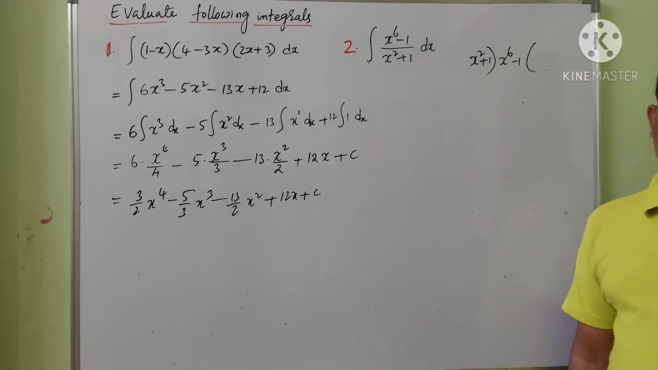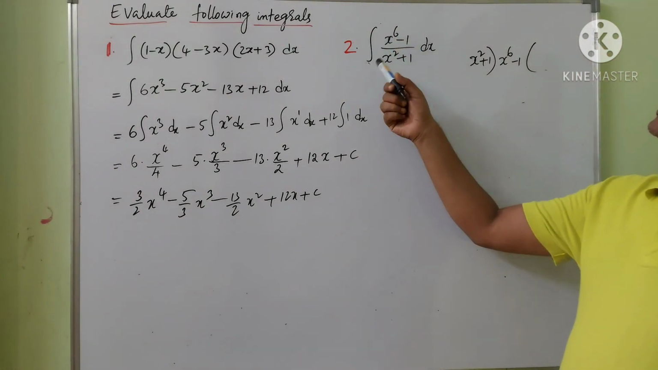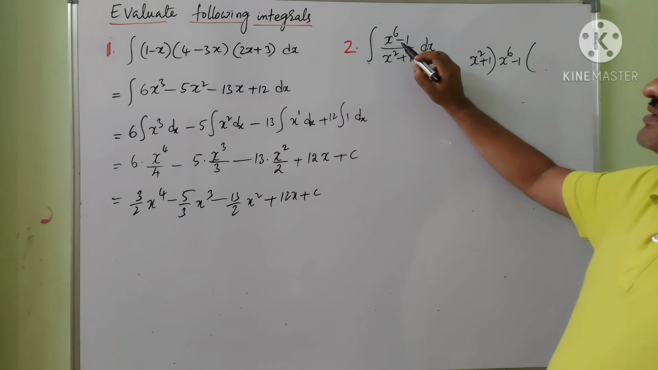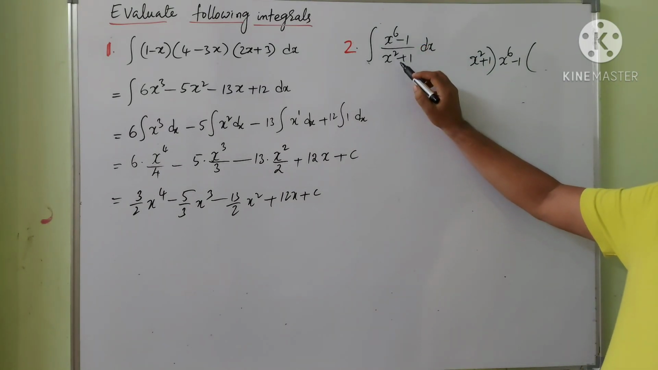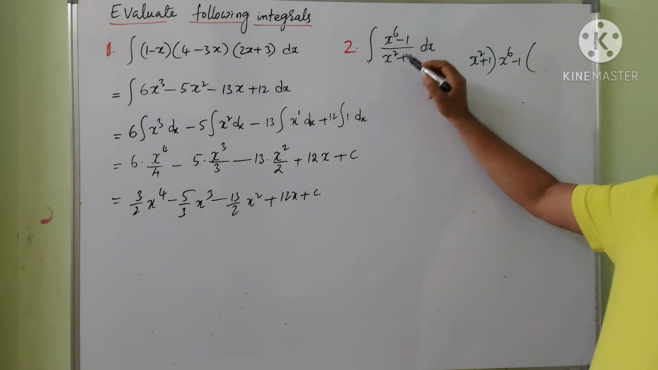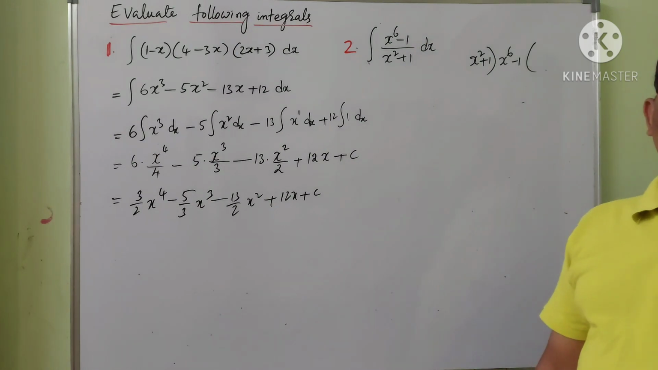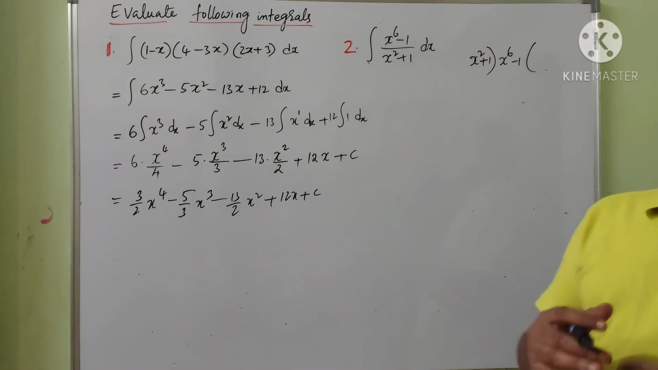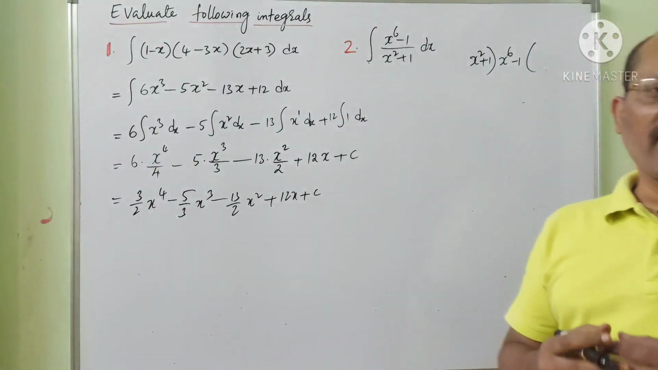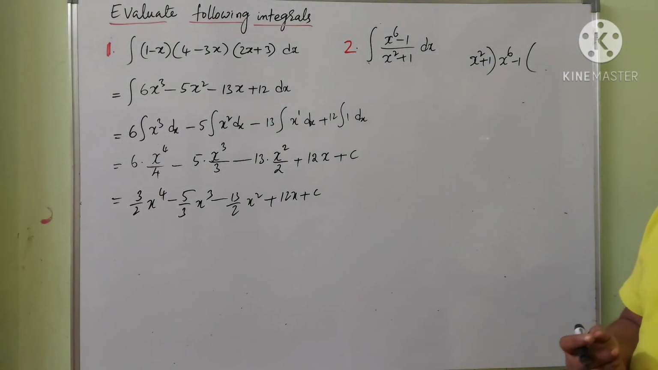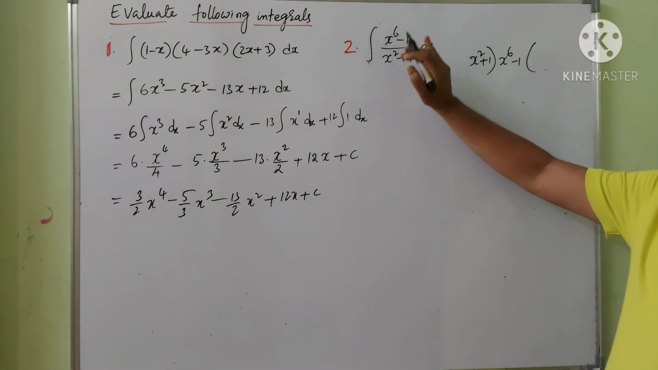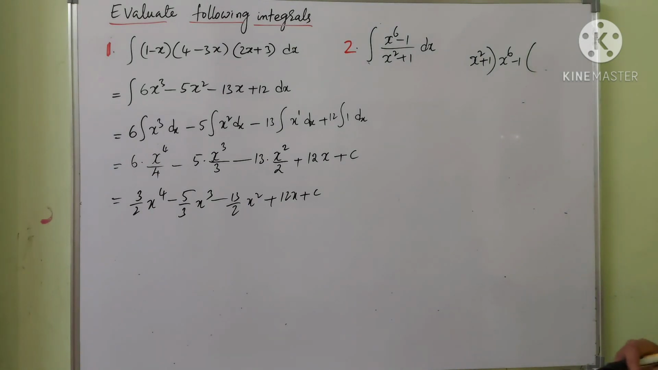Now I am going to discuss the second problem: the integral of x power 6 minus 1 by x square plus 1 dx. Students, the degree of the numerator is 6 and of the denominator is 2. This fraction is called an improper fraction. Whenever an improper fraction comes, convert it into a proper fraction by the actual division method. So divide the numerator by the denominator, like this.